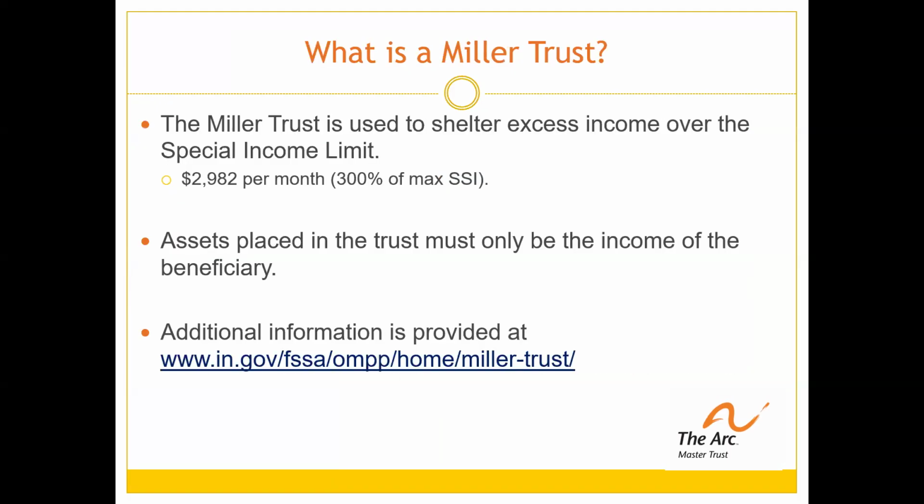If you've seen our previous webinars, you'll probably know that there are savings options like special needs trusts and ABLE accounts that are used to shield additional financial resources to protect someone's eligibility for government benefits. Miller Trusts are used to shield additional income.